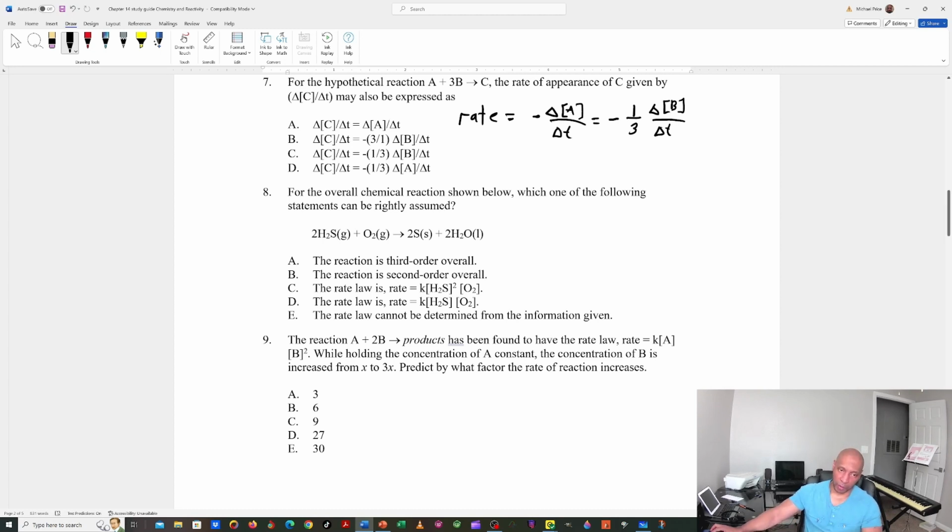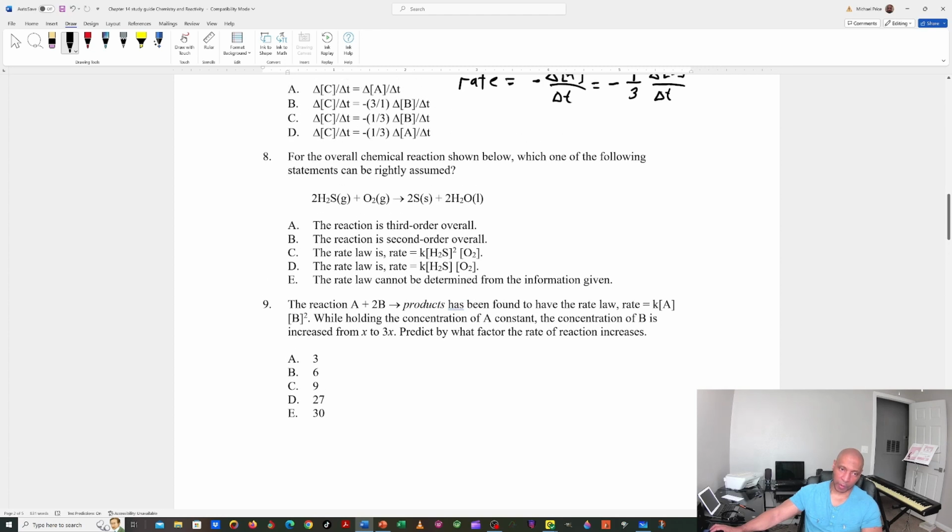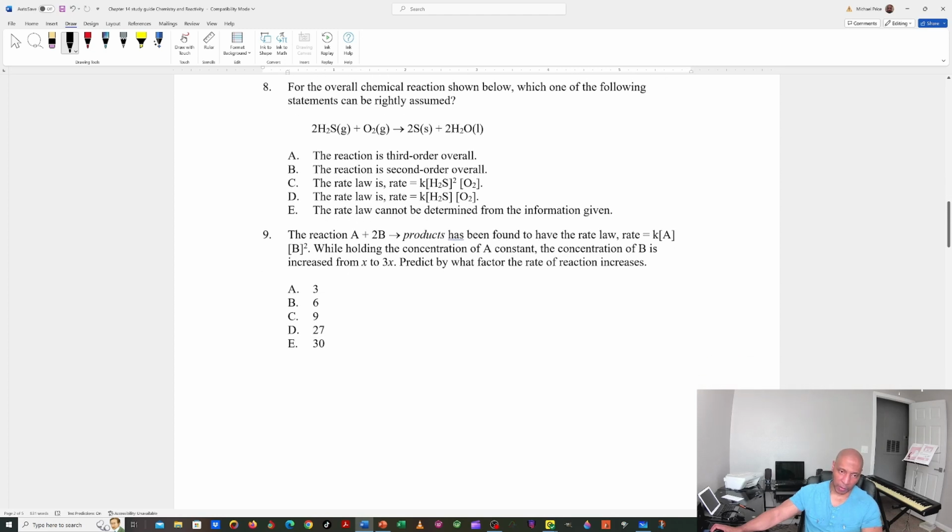Now remember, like I told you guys in class, unless it's an elementary reaction, the stoichiometric coefficients have no bearing on the orders whatsoever. All right, and we know it's not an elementary reaction because we have 1, 2, 3 molecules involved in this bad boy, right? Termolecular elementary reactions are very, very rare.